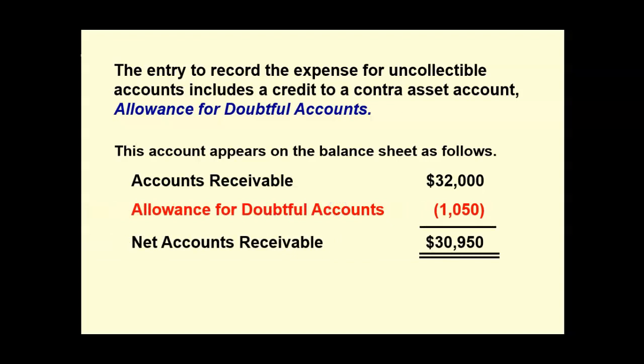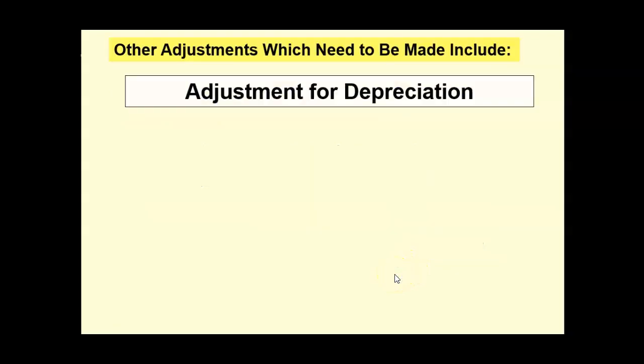So the balance sheet will show the accounts receivable ending balance. Let's say it may be $32,000, and that's going to be less the allowance for doubtful accounts of $1,050. That would give us net accounts receivable in the amount of $30,950.